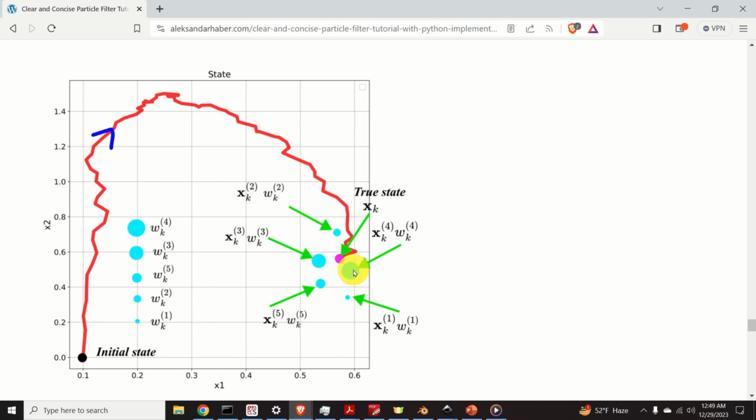These particles actually approximate the posterior distribution. For example, since the weight of this particle is the largest, there is the highest probability of our actual state being at this point. And you can see that this circle is very close to the true state.